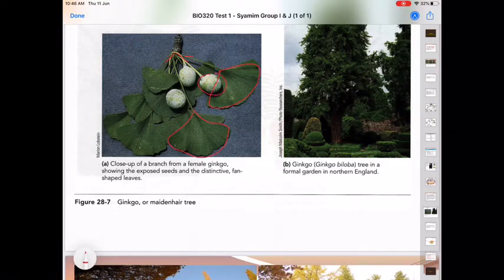Okay, so this is the seed, seed dia dekat luar. Sebab dia gymnosperm. Kena ingat gymnosperm is naked seed. Seed dia dekat luar and then dia tak ada cover apa-apa, kita boleh terus nampak. So this is a tree of ginkgo biloba in northern England.